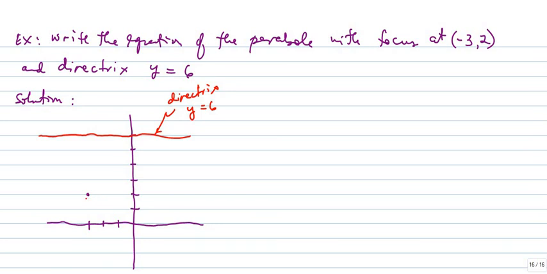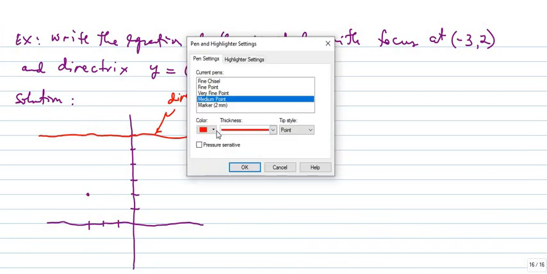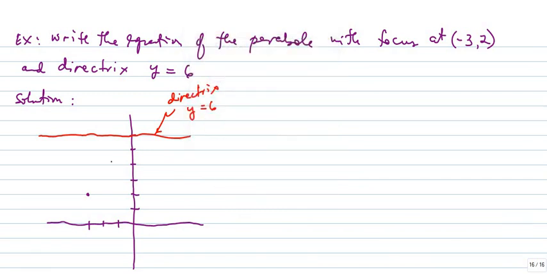And then the focus is this one. So if that is the directrix and that is the focus, then our vertex is between the focus and the directrix. So probably this one is our vertex. And then if this is our focus, then probably our parabola is facing downward. Okay? So that's how we draw our parabola.